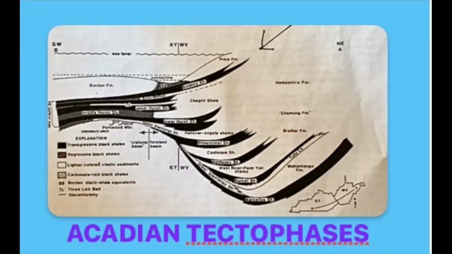Hey Rock Buds, even though there were about 6 of these black shale up to white sandstone tectophases involved in the Acadian, only 2 of these tectophases were major ones, and those are the ones we're going to look at. So let's have a look at them.